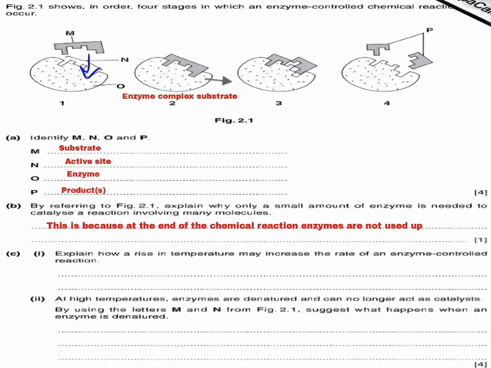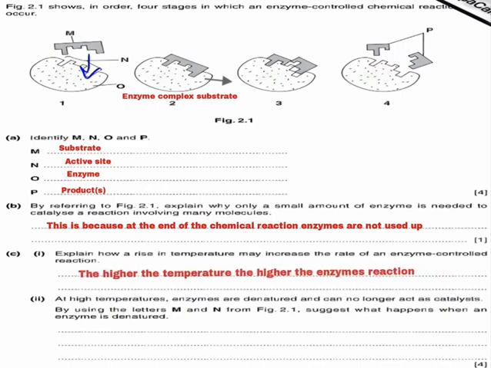Then as for C, Roman numeral 1 is saying explain how a rise in temperature may increase the rate of an enzyme controlled reaction. You're going to find that the higher the temperature, the higher the enzyme reaction. So in this part I'm going to say the higher the temperature, the higher the enzyme reaction.